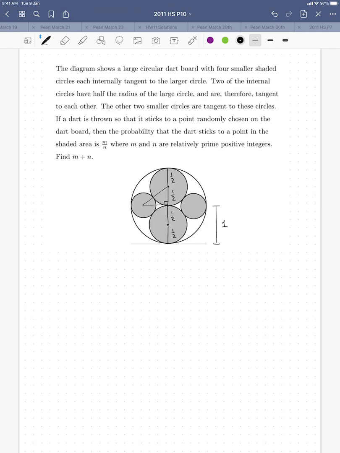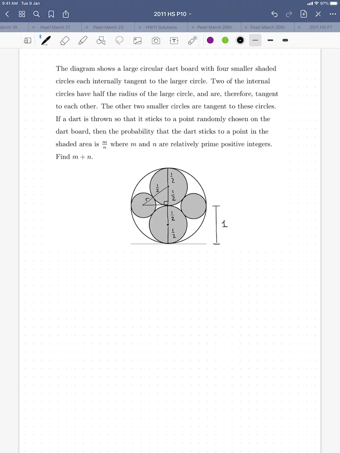If a dart is thrown so that it sticks to a point randomly chosen, then the probability that the dart sticks is that. So basically we have to find the shaded area divided by the total area. And the total area is of course pi 1 squared, just pi. So we have to work out the area of the shaded circles. So we basically need to find the radius of the little circle.